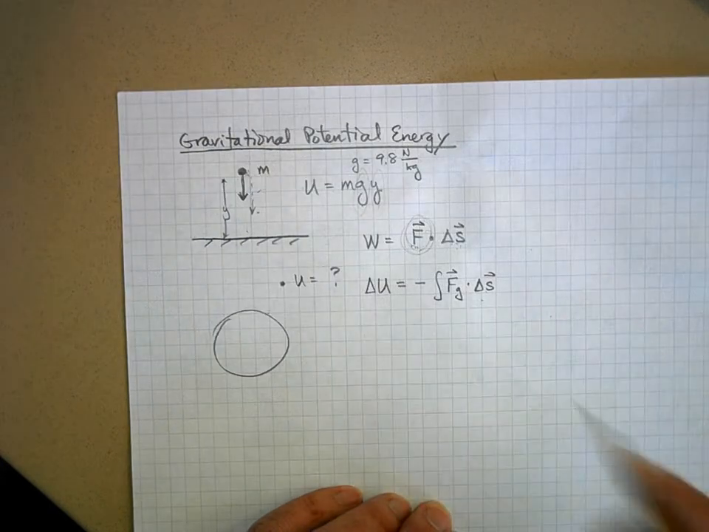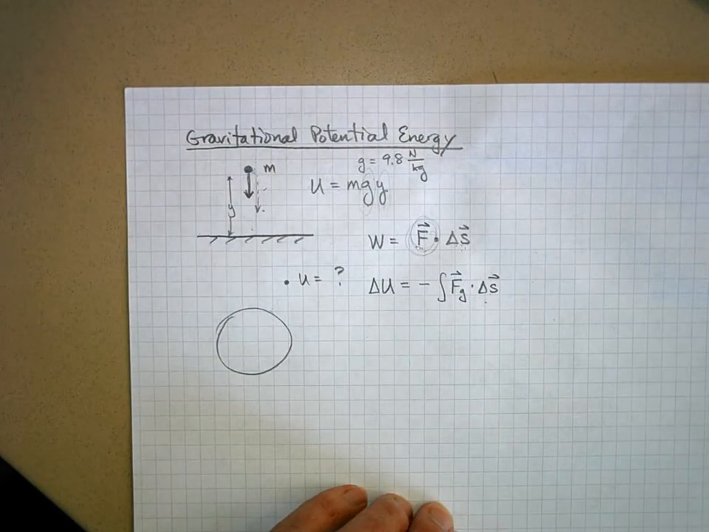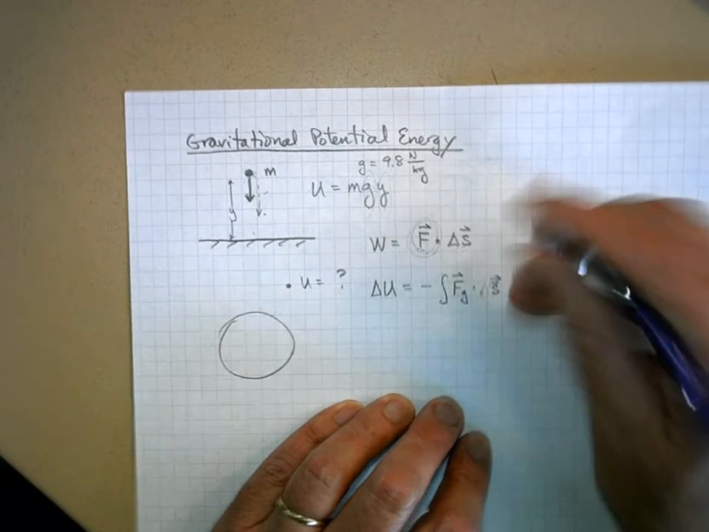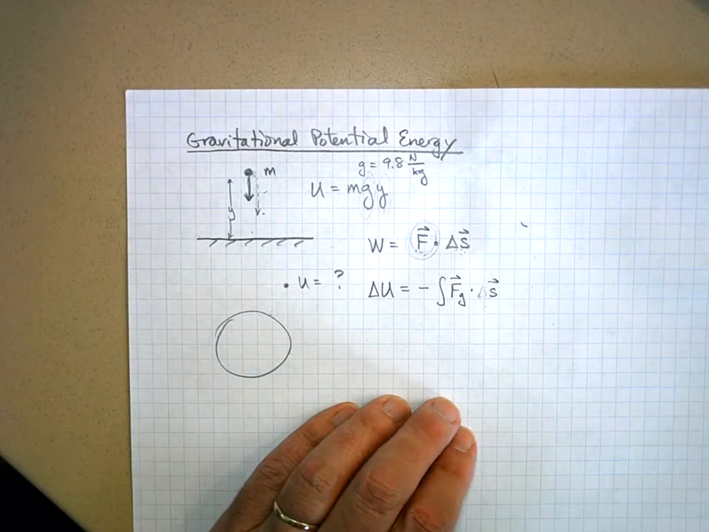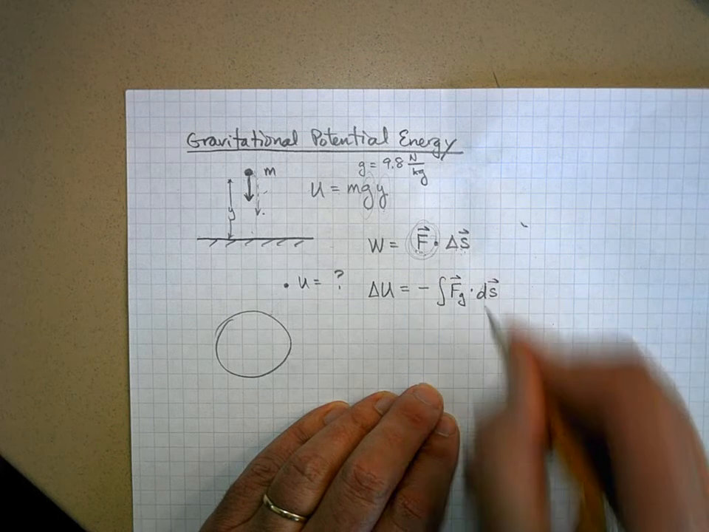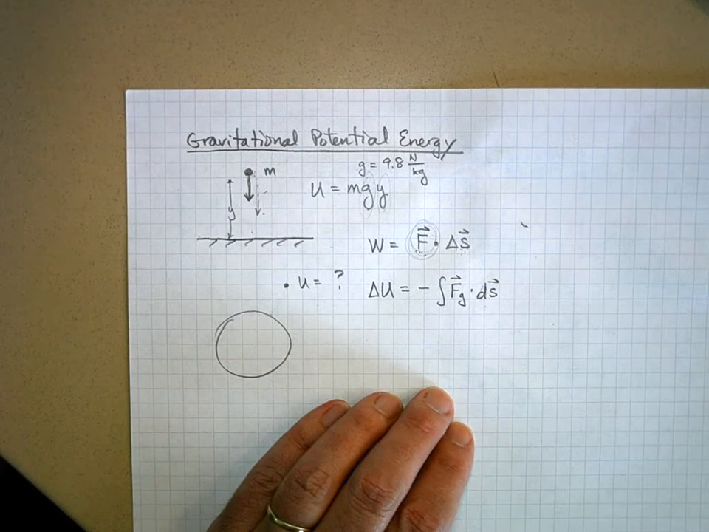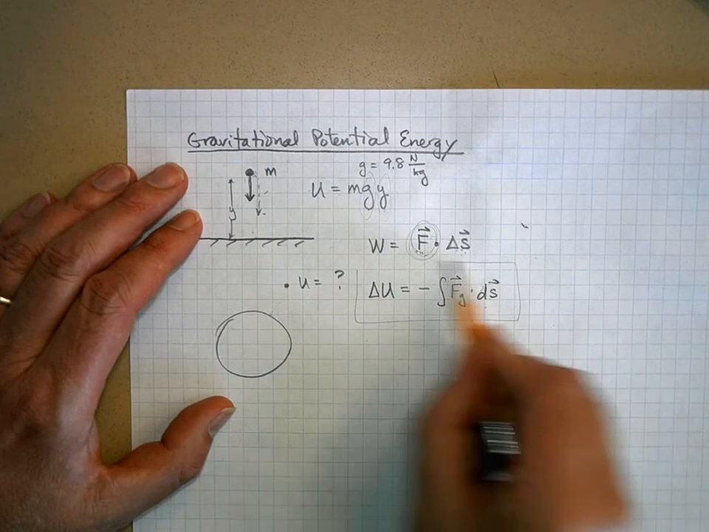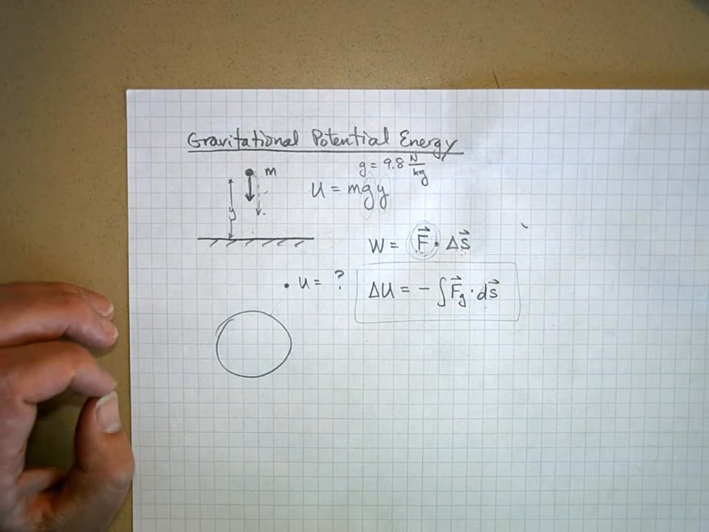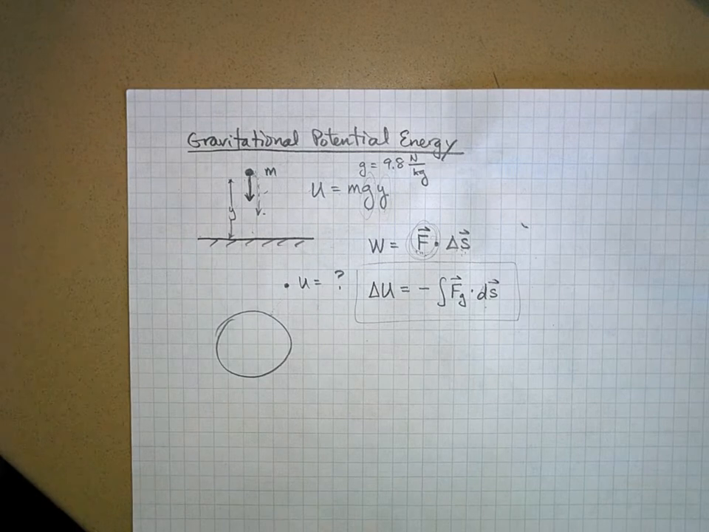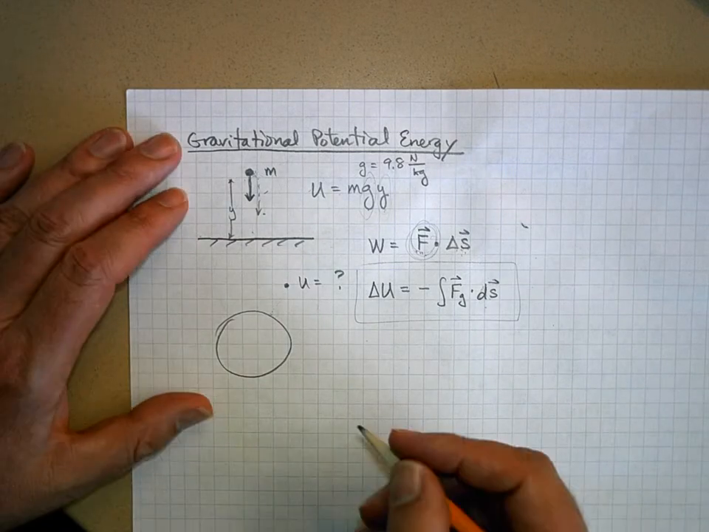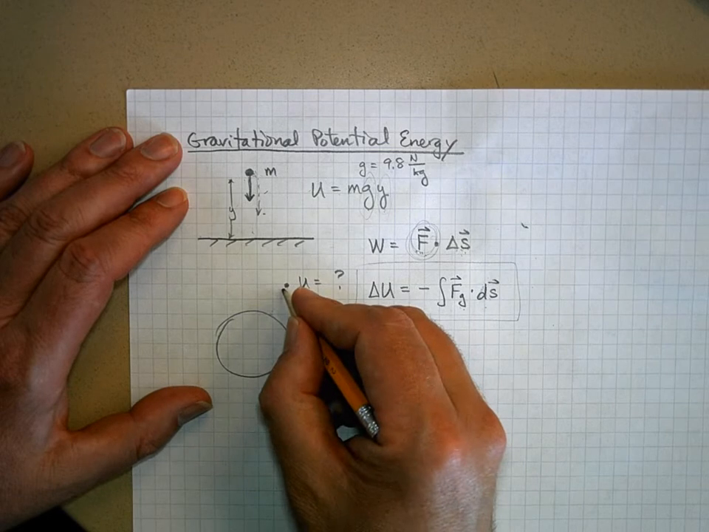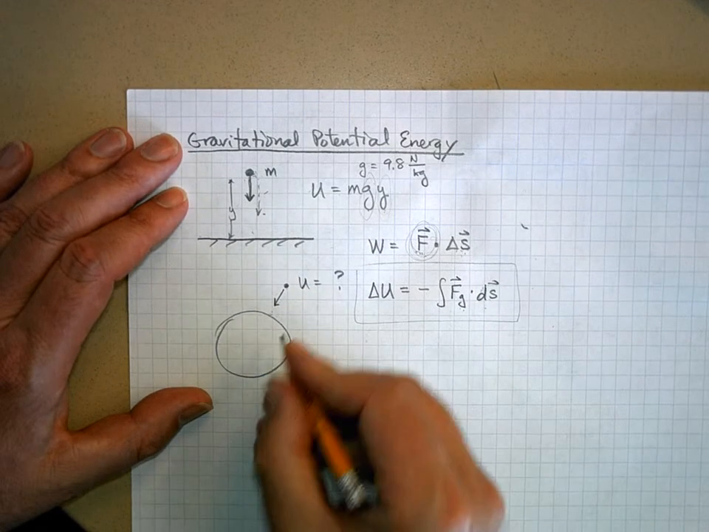Oh, I made a mistake here, didn't I? It's not delta S anymore, is it? Some of you might know, what we do is we call this, instead of delta S, ds. All right. So this is what we're going to use. It's an integral. And now I need a better description for gravity. The force of gravity is a vector. And here's our force of gravity, right? Straight down.